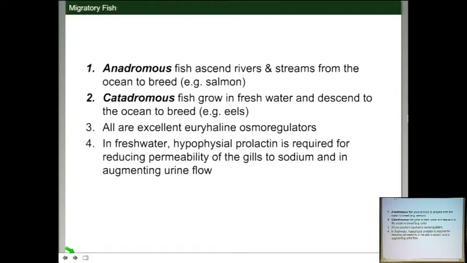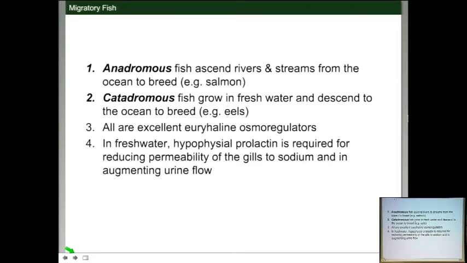The opposite of that is catadromous. And these are fish that grow in fresh water, but they go out to the ocean to breed. They have to go breed in salt water. And the classic example of this is eels. And both of these types are excellent euryhaline osmoregulators. Again, remember that means that they can survive in varied salinity environments, a wide range of salinity, and they maintain their blood osmotic pressure fairly constant.